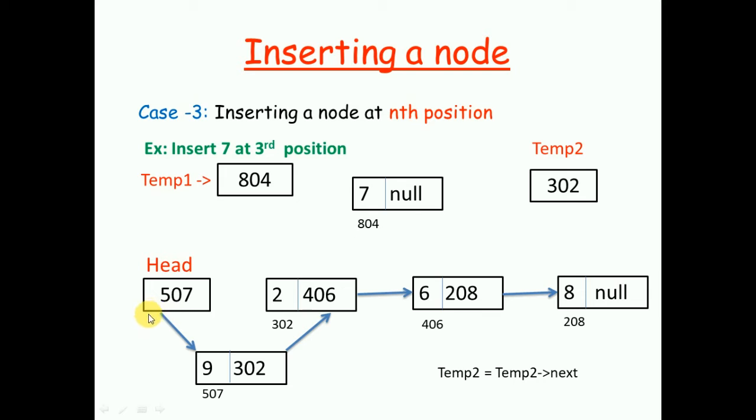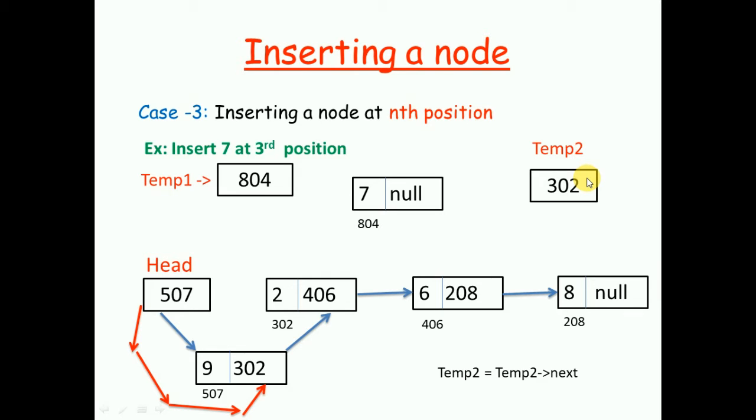That's why we can travel. Okay, we are traveling here from head node to the first node. So first temp2 contains the head address. First temp2 contains the address of first variable 507. Then temp2 contains the address of second node, that is 302. Okay, yes, this link is built.